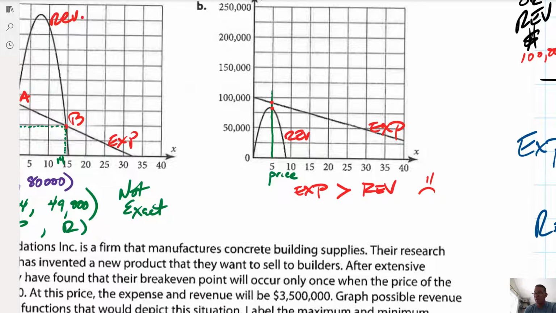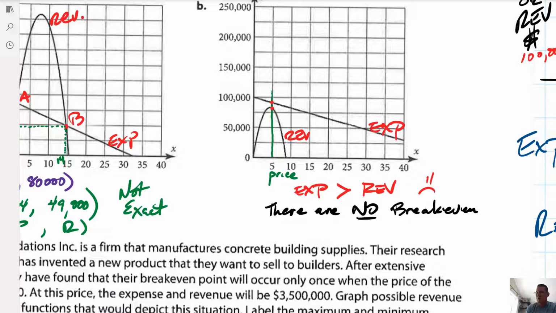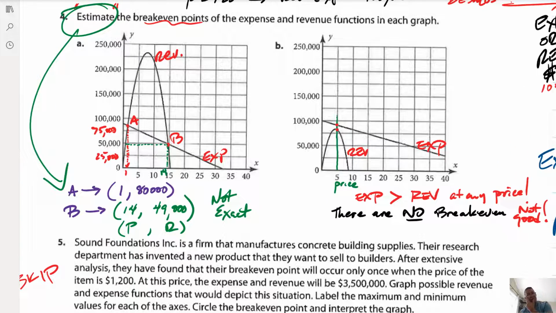Since the expense function is higher than the revenue function, first of all, expenses are always greater than revenue. Bad. Secondly, there are no break-even points, because the revenue function and the expense function do not intersect. The expenses are higher than revenues at all prices. Let me write that down: expenses are greater than revenue at any price. In fact, let's put it in red. At any price. Not good at all.